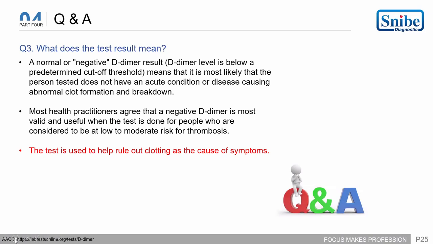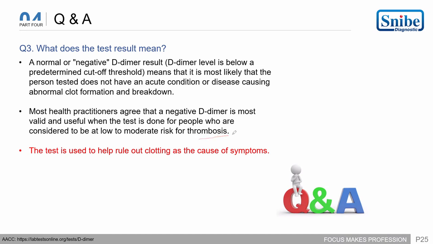So another question about the D-dimer is, what do the test results mean? A normal or negative D-dimer result, where the D-dimer level is below the predetermined cutoff threshold, means it's most likely that the person tested does not have an acute condition or disease causing abnormal clot formation and breakdown. Most health practitioners agree that the D-dimer is the most valid and useful test for people considered at low risk for thrombosis.